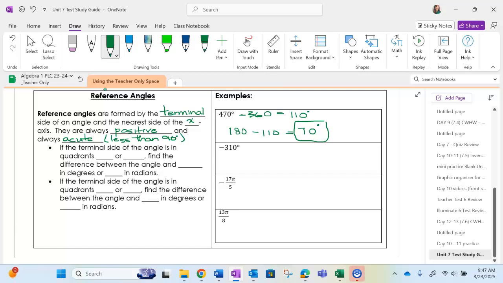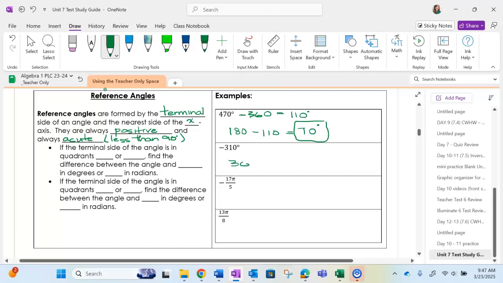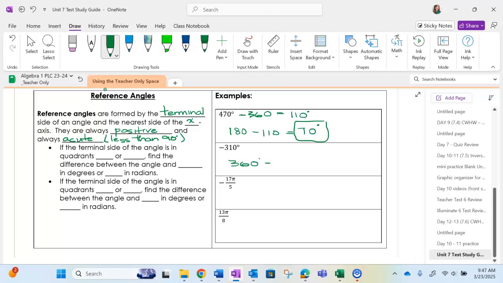Okay? All right, negative 310. It's not quite 360. We know it's located in the first quadrant, going backwards. So we know the closest x-axis is 360 degrees. So we're going to take out the 310, and the difference is 50 degrees. All right, so let me show you. Here's 310. Here's the closest x-axis at 360. That's my reference angle. Remember, reference angles are always, always positive.